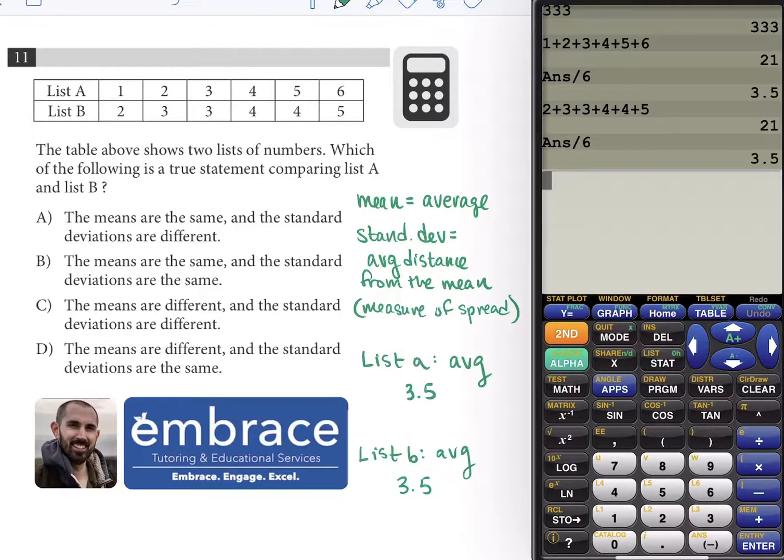All right, so far we know that the means are the same. If that's the case, we can eliminate option C and option D just based on the fact that they say that the means are different. Now the last stipulation is that the standard deviations are either the same or they're different.